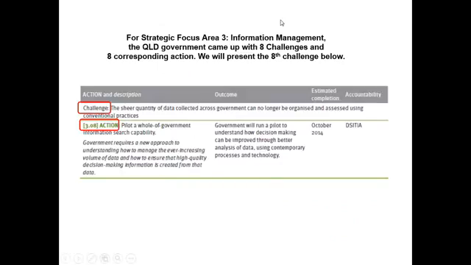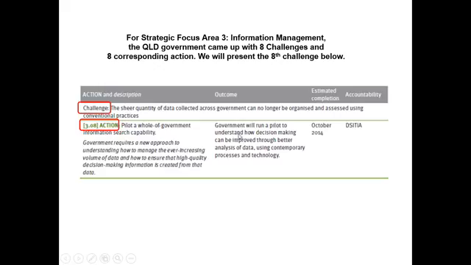Zooming down again on the focus area on information management. What I've come up with is 8 challenges related to that particular area of information management, and they have also come up with 8 corresponding action points. So over here, the challenge is the sheer quantity of data collected across government can no longer be organized and accessed using conventional practice. So what's the action? Action number 8 is to pilot a whole of government information search capability. So that's the action point.